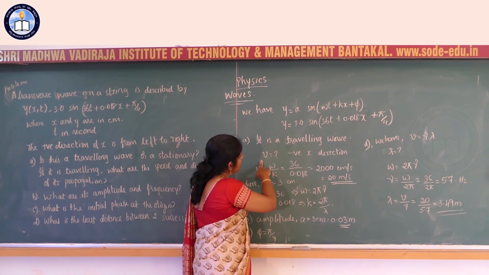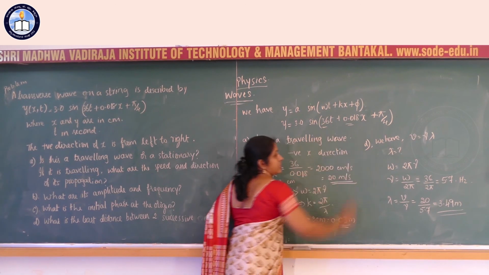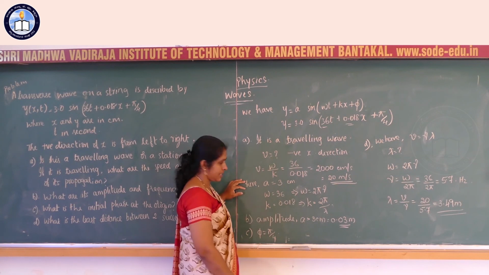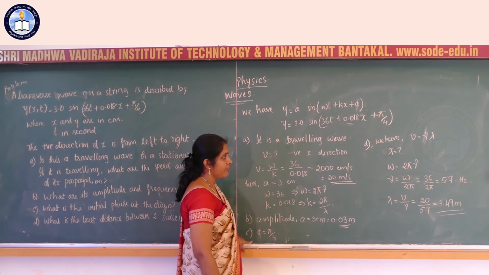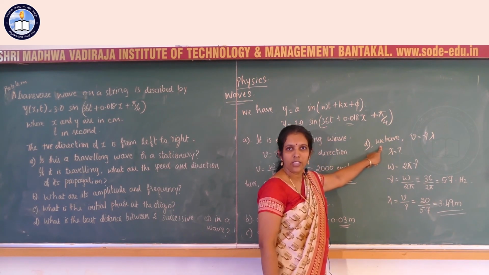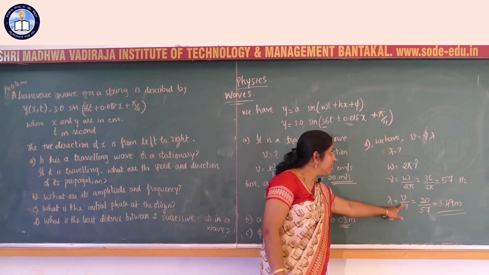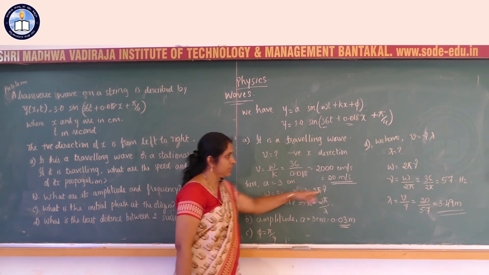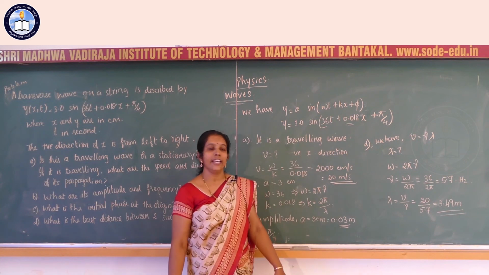To find the value of velocity v, v is omega by k, where omega and k are taken from these two. Omega by k gives 2000 centimeters per second or 20 meters per second. Next, the amplitude is directly taken from the equation. Phase angle phi, comparing the equation, we get pi by 4. And to find the wavelength, use the relation v is equal to nu lambda. Lambda is v by nu, where v is the wave velocity from the previous value. Nu, the frequency, is obtained using the relation omega is 2 pi nu. Substituting and simplifying, we get the value nearly equal to 3.5 meter.